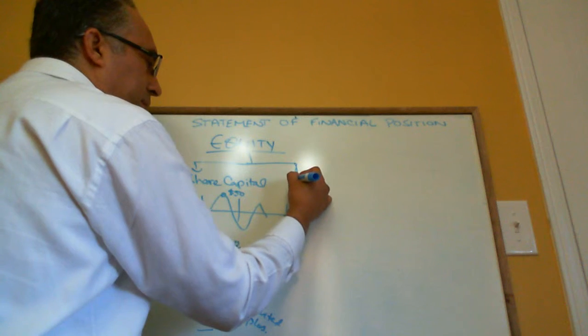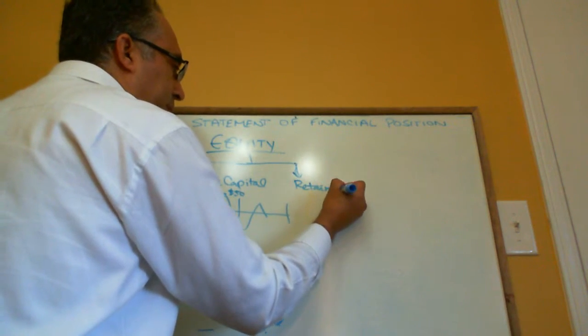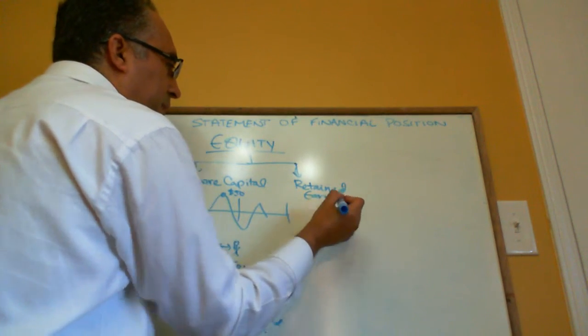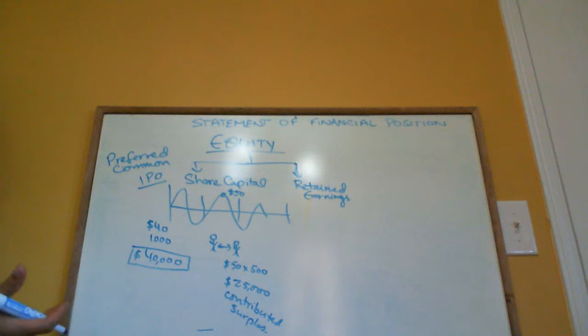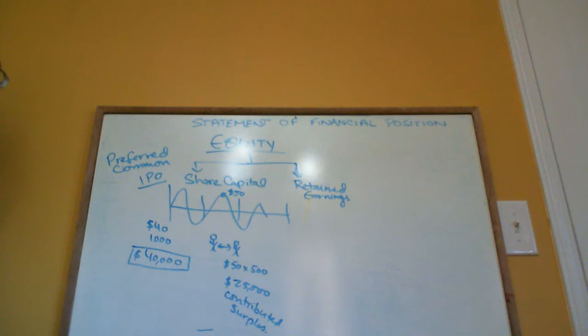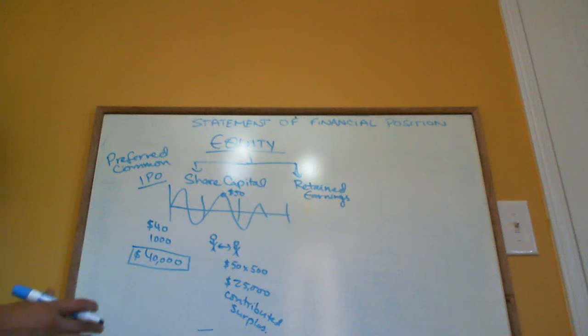The second part of this is retained earnings. So think of retained earnings as like a savings account for the company. Accumulated savings every year will accumulate into the retained earnings. If the company has a loss, they're going to subtract the loss from the retained earnings. So this is also money which they can use in their business on a regular basis.